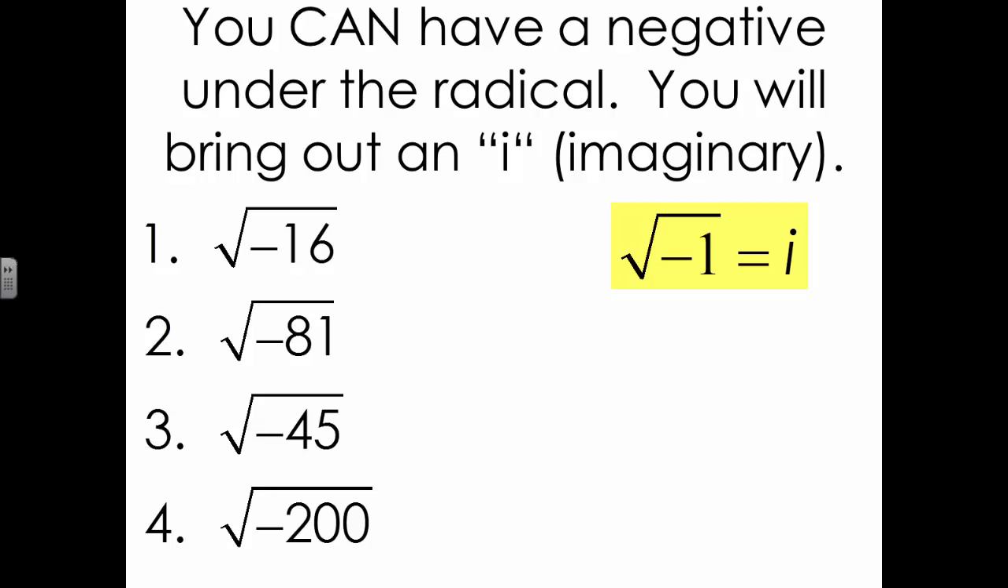So problem number 1, 4i, because the negative comes out as the i, and the square root of 16 is 4. The next problem, I can simplify the square root of 81, and I bring out the negative as an i. The next problem, 45, you need to break it down into prime numbers. 3 times 3 times 5. The negative will come out as an i.